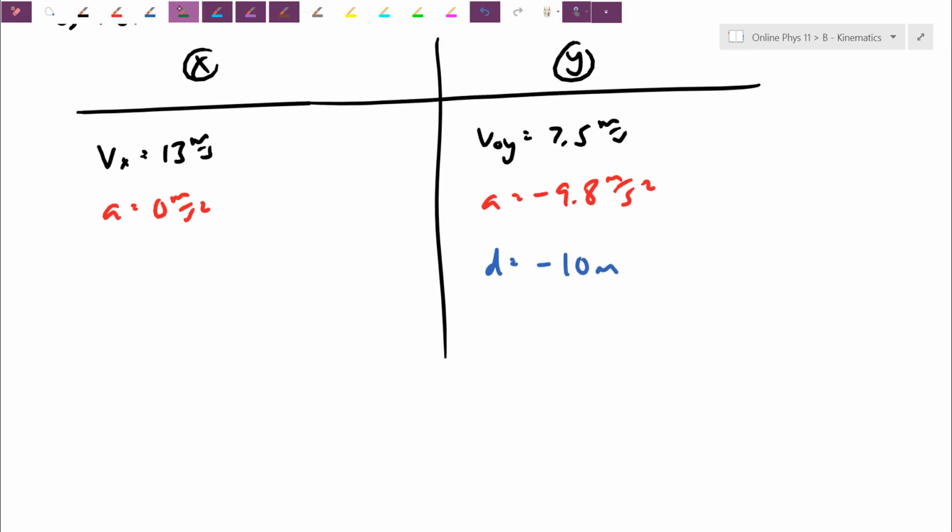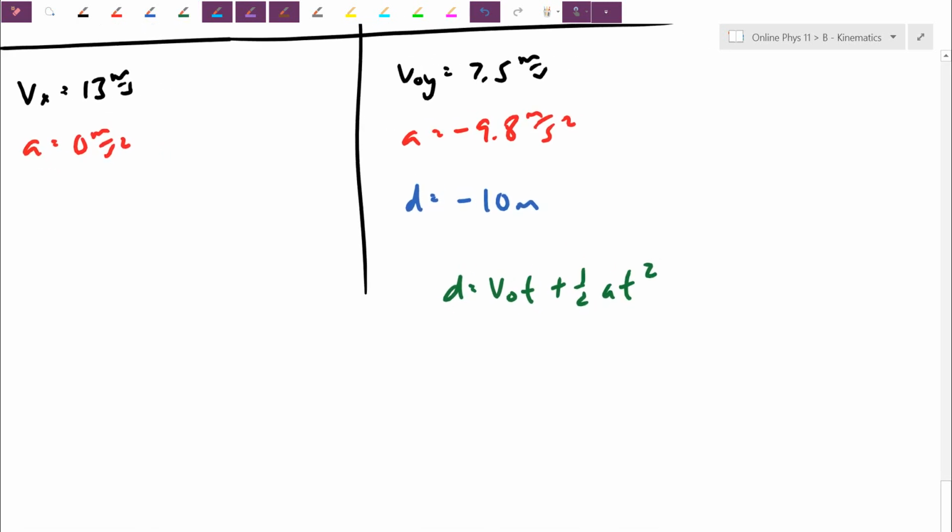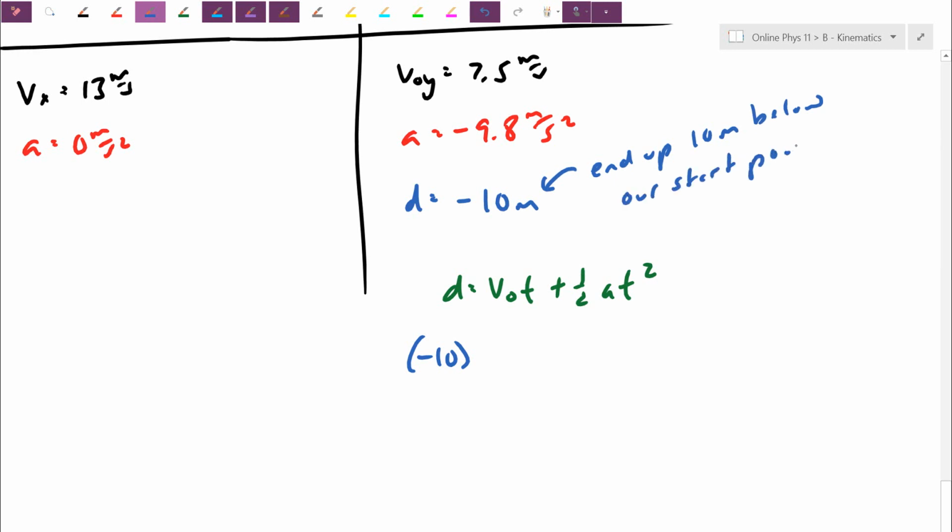Again, formula-wise here is exactly the same. D is equal to V naught T plus 1/2 AT squared. Let's see if we can find T, and then everything else falls apart. It's just that the math is a little bit harder. We'll see in a second why. So let's just punch our way through. The D, I end up 10 meters. Let me write this down for you. We end up 10 meters below our start point, our launch point, even though this one realistically went up and then went down.